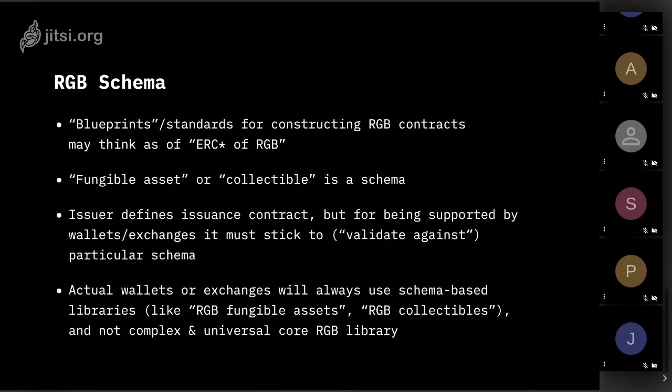Another example of a schema is, for instance, collectibles, or there will be a schema for digital identity. The issuer defines an issuance contract, but to be supported by wallets and exchanges, it must stick to a particular schema that is used by these wallets and exchanges. And wallets, when they get information about some asset, one part of the validation process is basically that they validate the data they received and the contract against this specific schema and work with them, accepting them only if it passes validation.